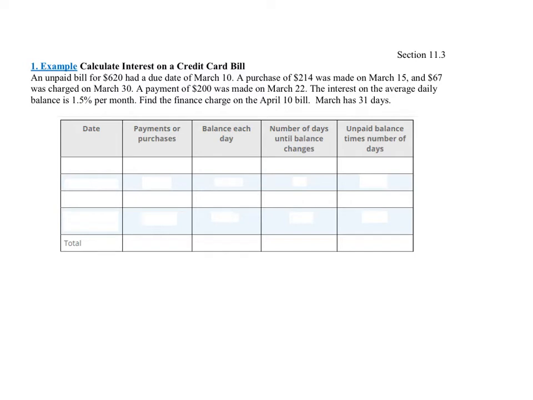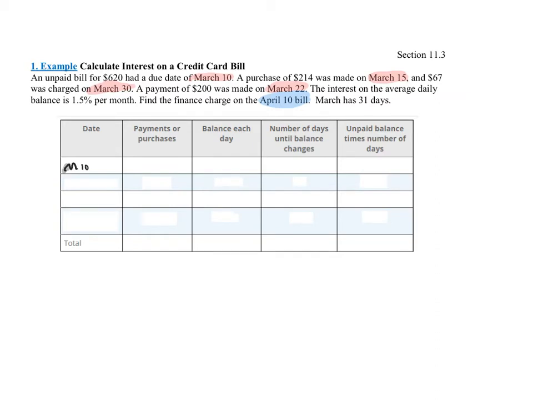So again, the way that I like to start this is by going through and looking at all the dates. The first date was March 10th. We have a March 15th, a March 30th, a March 22nd, and then the last date that we want to be careful with is the April 10th bill. So I'm going to put each one of those into the box now. Start off with the first one. I'm just going to put M10 for March 10th.